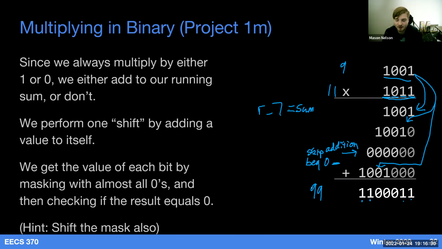There are ways to do this quicker in hardware, but again, LC2K is a very simple ISA. We only have the add instruction. We don't have a multiplication instruction like ARM or x86 or something. So we have to do this manually instead.